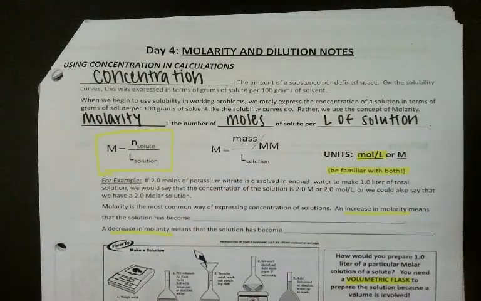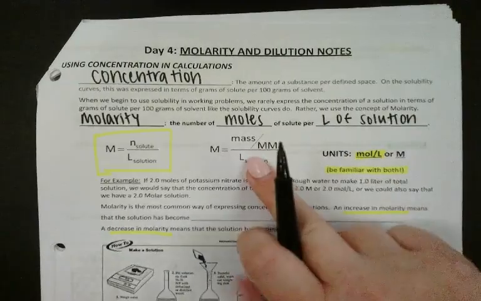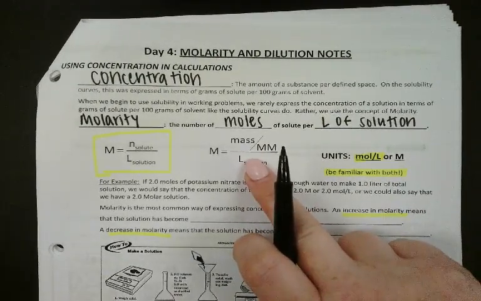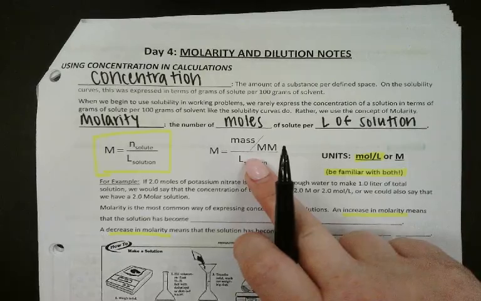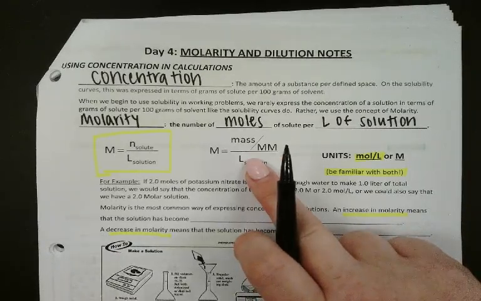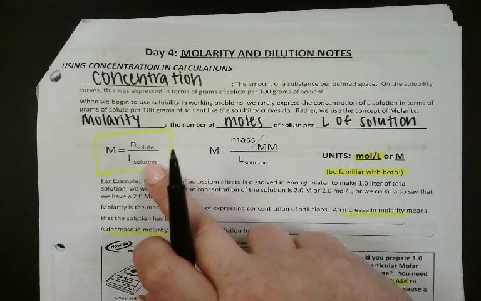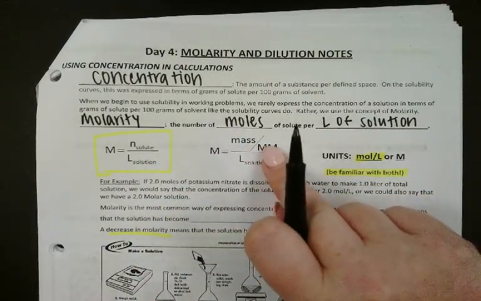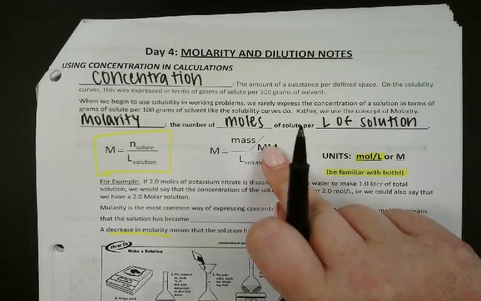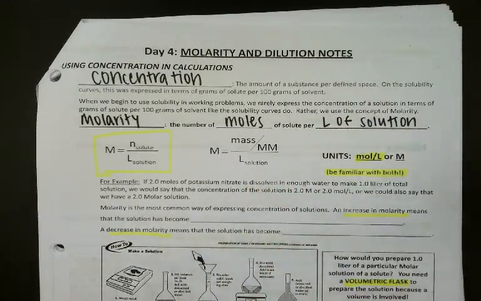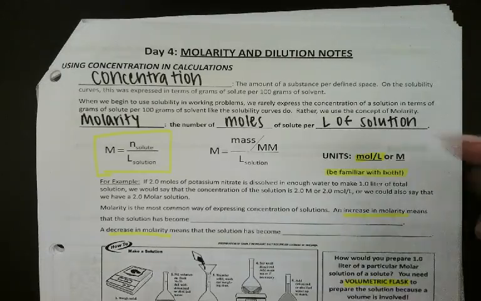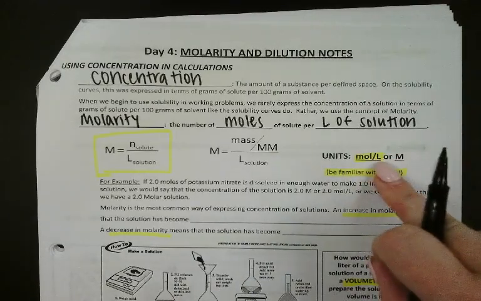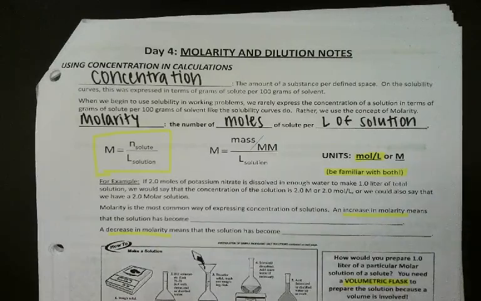This next formula is basically showing you that if I were to give you a substance in grams, can I plug grams into this? No. So this is showing that I have to take my mass and divide it by molar mass, because that's how we get moles. If I gave you a value that was in milliliters, what would I have to do? I'd have to convert it to liters. So these are your units, moles per liter or M. You have to know that.